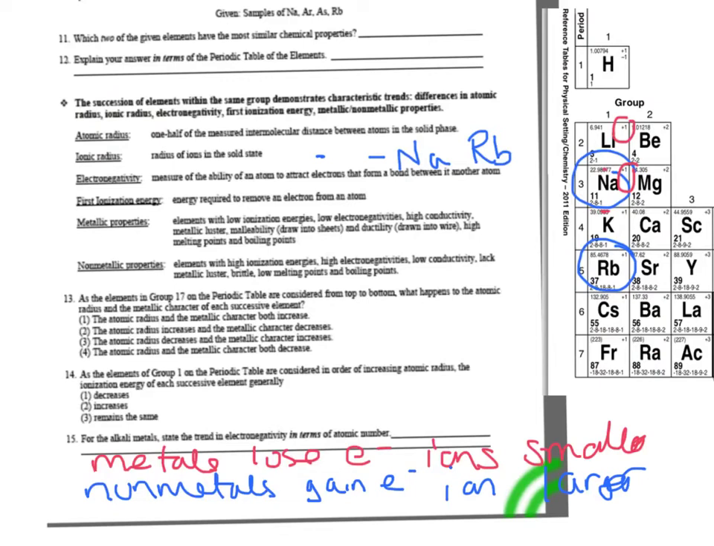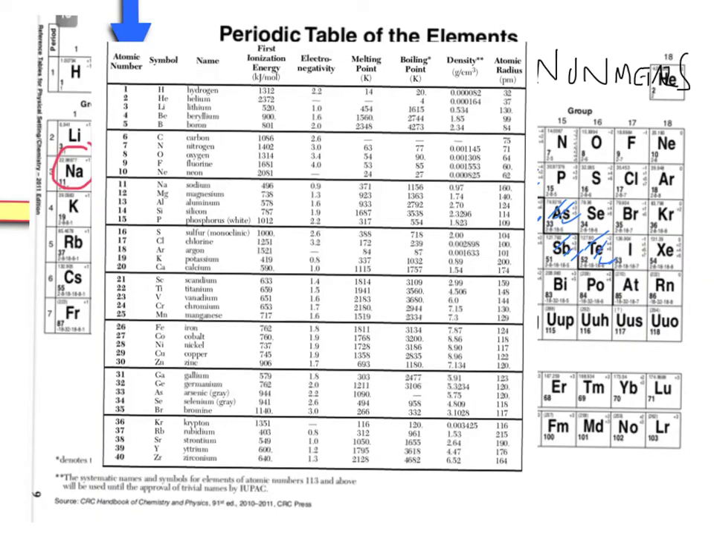Okay, so let's look at question number 13. It asks, as elements in group 17 on the periodic table are considered from top to bottom, what happens to the atomic radius and the metallic character of each successive element? So what we'll want to do is look at group 17. The question states that we should be looking at group 1 in order of increasing atomic radius. Let's just find and circle the atomic radius of the first several elements in group 1.